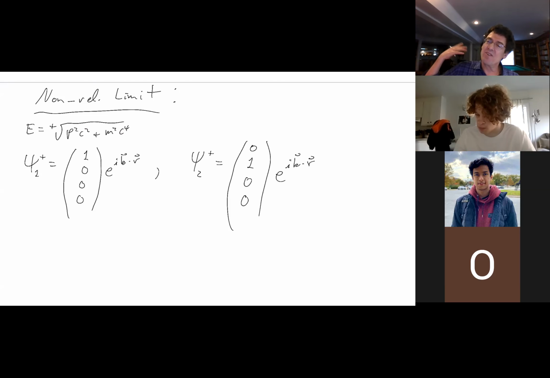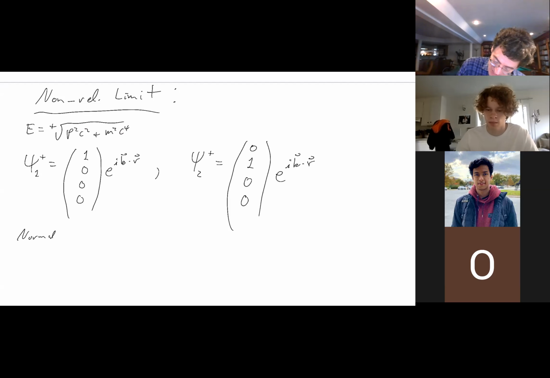Now, this is the non-relativistic positive energy solution. And does this look familiar? It should. What does it remind you of? Basically, it seems like a free particle with either spin up or spin down. Yeah, you've dealt with this before. This is just a normal plane wave with spin.